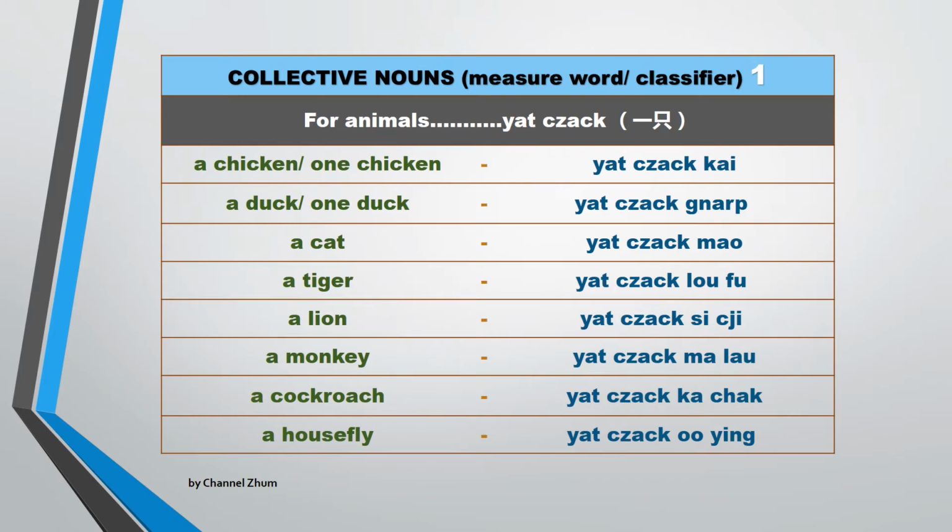For animals, including insects: jack, a chicken, or one chicken, jack gai; a duck, or one duck, jack ngap; a cat, jack mao; a tiger, jack lo fu; a lion, jack si ji; a monkey, jack ma lao; a cockroach, 一隻蟑螂; a housefly, 一隻烏蠅.